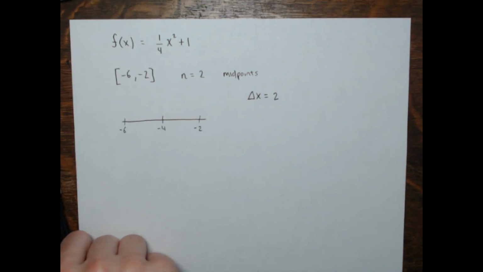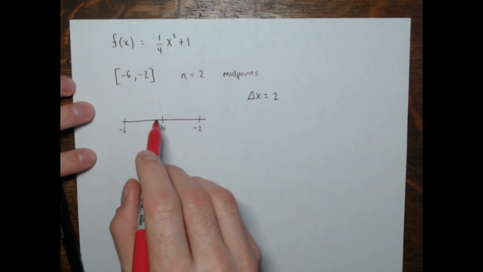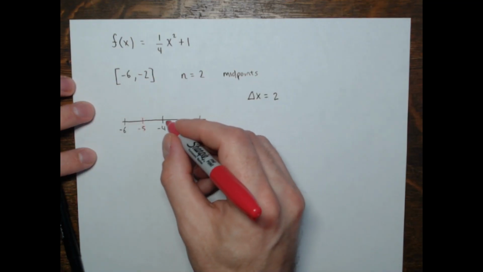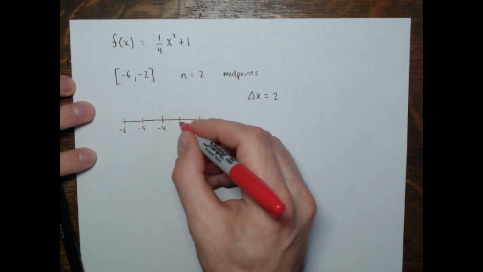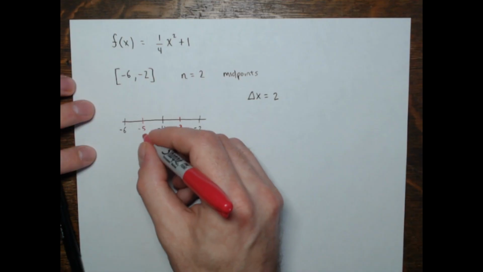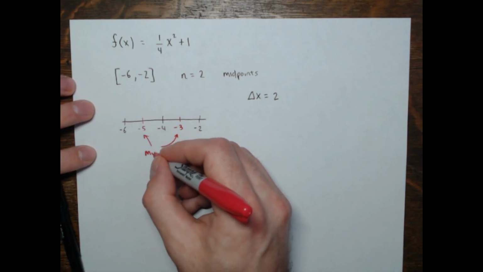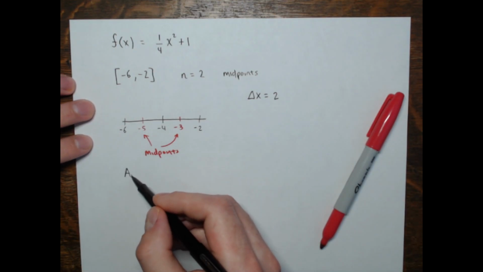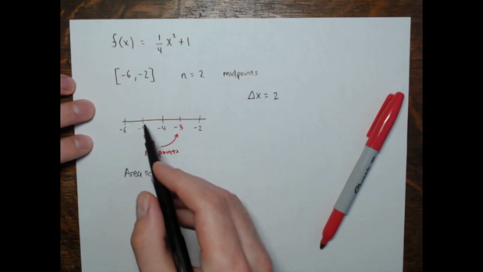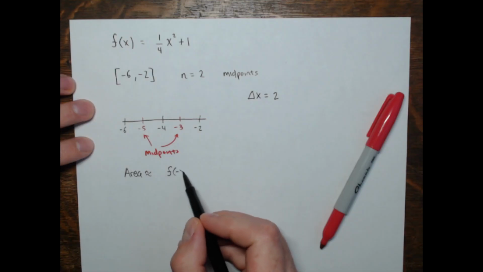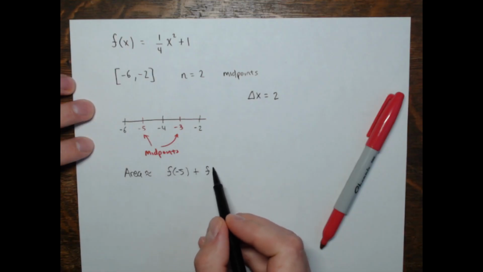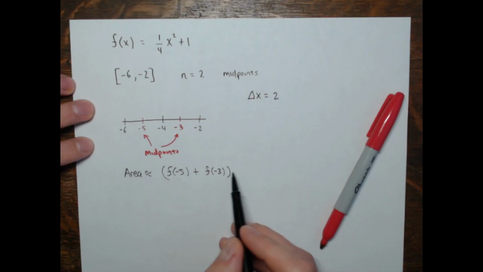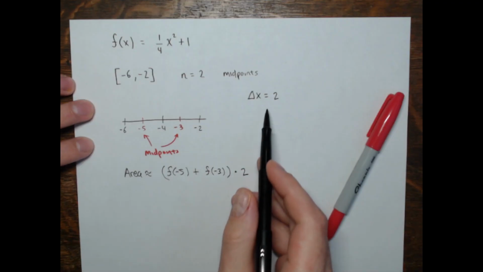Now we're plugging in the midpoints. So in this first piece from -6 to -4, I would plug in -5 to get the height. And then for the second piece from -4 to -2, I would plug in -3, right? These are the midpoints of these intervals. So the area under the curve would be approximately the value of f at -5 plus the value of f at -3, and each of these is multiplied by the width. So the sum of those heights times 2.